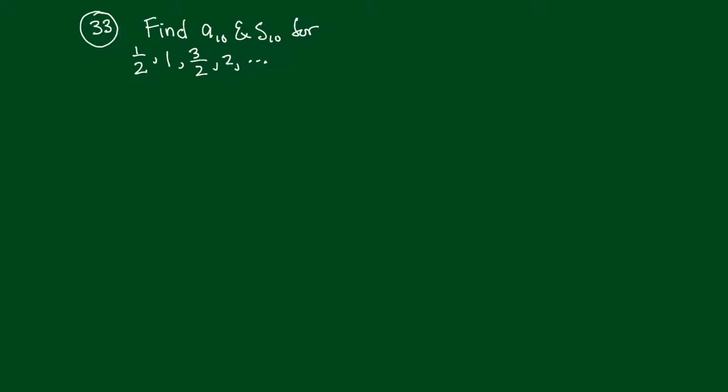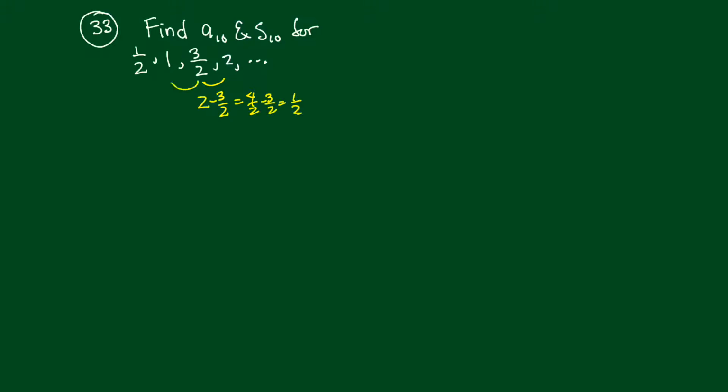What we're looking for here is two things. We want the 10th term and then the sum of the first 10 terms for this arithmetic sequence right here. Now, I think this is arithmetic because if we look right here, what is this difference? We'll take 2 minus 3 halves. Well, that's 4 halves minus 3 halves, so I get 1 half.